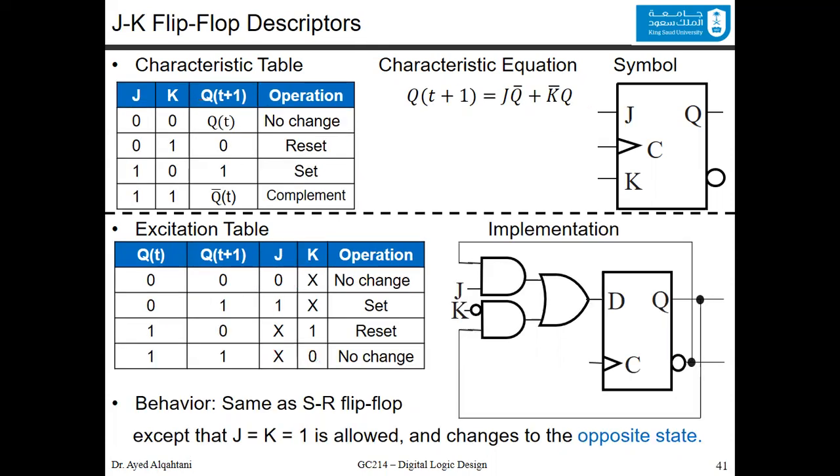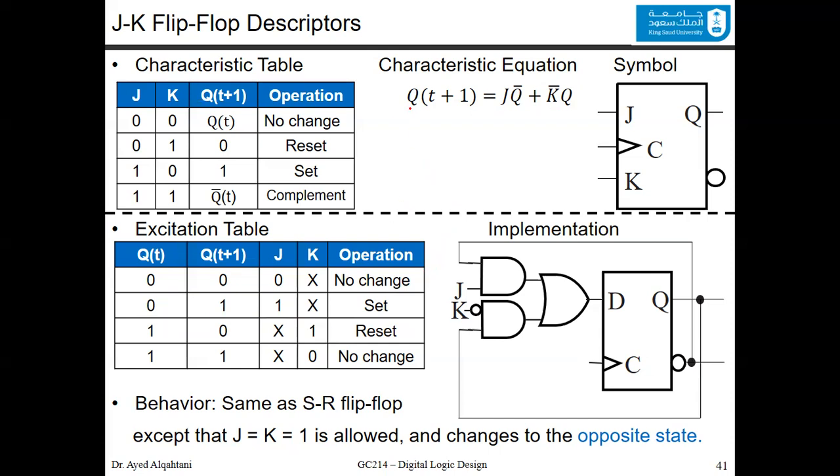Now, for the other two, since we are allowing this row, it's no longer forbidden to have J equal to 1 and K equal to 1. So to go from 0 to 1, either you would set, so the J and K values are 1 and 0, and because of this, the next state is going to be 1, or you are complementing. If the present state is 0 and you complement it to 1, they will give you the same result, and this will be translated to 1 and x. You can do the same thing here, and you will find that it's x and 1.